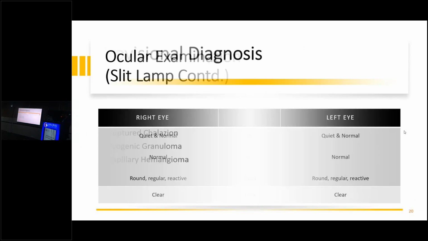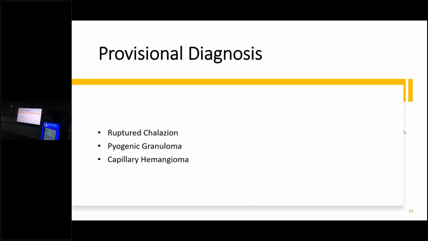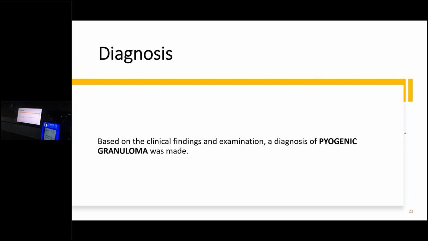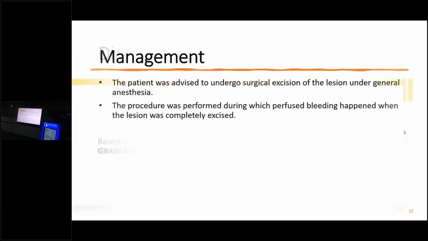After going through the examination, clinical findings, and the slit lamp examination, we came to three provisional diagnoses, which included ruptured chalazion, pyogenic granuloma, and capillary hemangioma. Finally, based on the clinical findings and examination, a diagnosis of pyogenic granuloma was made. The patient was advised to undergo surgical excision of the lesion under general anesthesia.